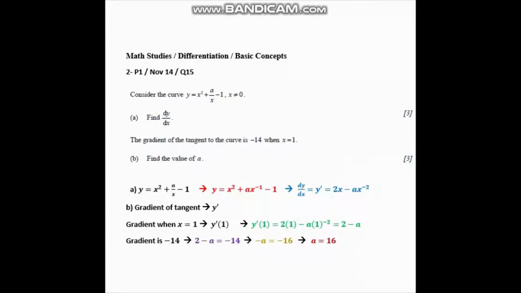So what else am I given? I'm given that this gradient is negative 14. Hence, y dash is equal to negative 14, and I have evaluated y dash to be 2 minus a. Hence, I know that 2 minus a equals negative 14. This is a very simple algebraic equation. I shall solve it to find the value of a, which is what the question requires. Hence, the final value of a shall be 16.